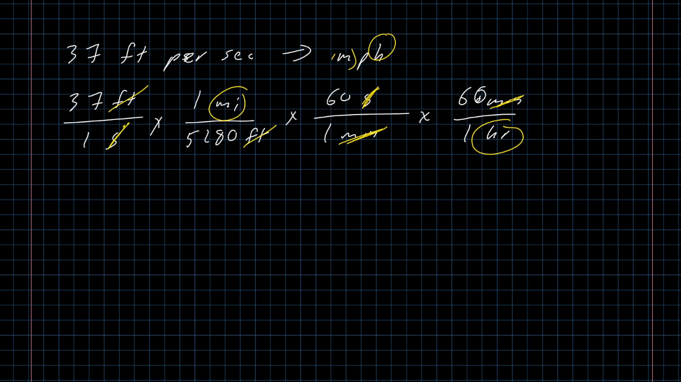So grabbing my calculator, I have 37. Looks like I'm going to multiply by 60. I'm going to multiply by 60. I'm going to divide by 5,280. And I'm going to get 25.227, etc. I've got 2 significant digits here, so I'll just call it 25 miles per hour.